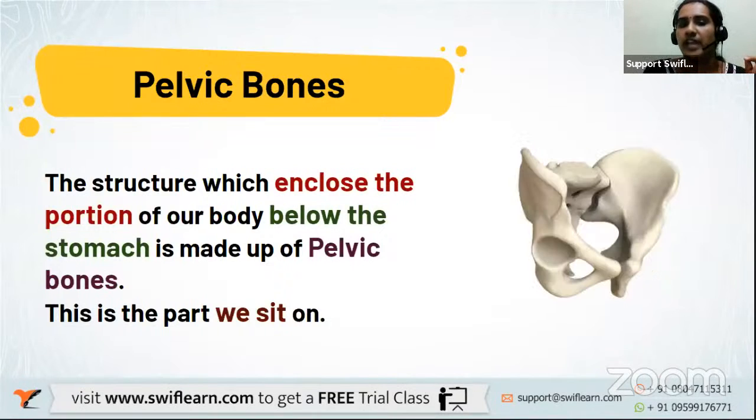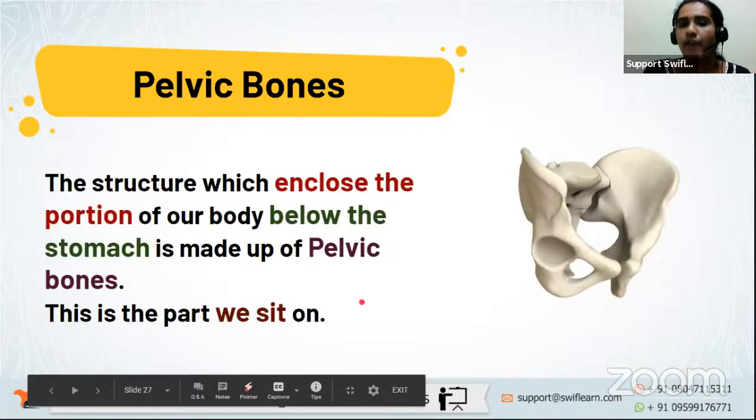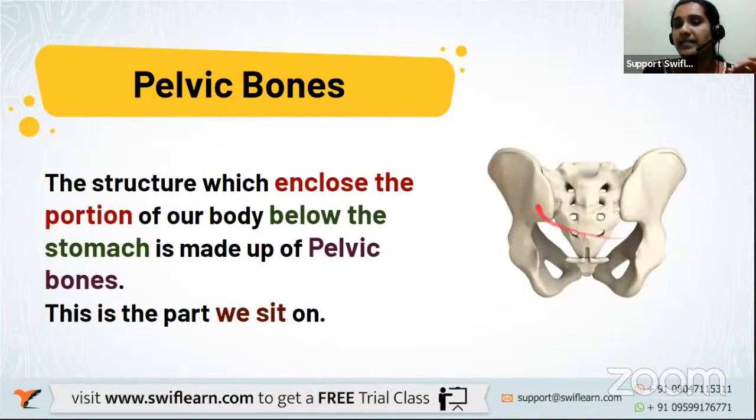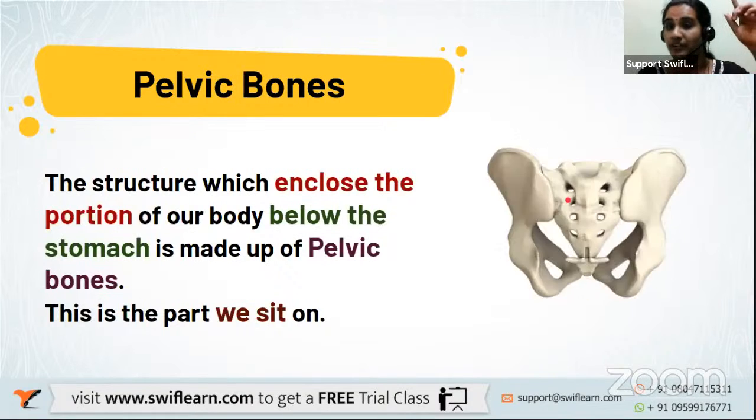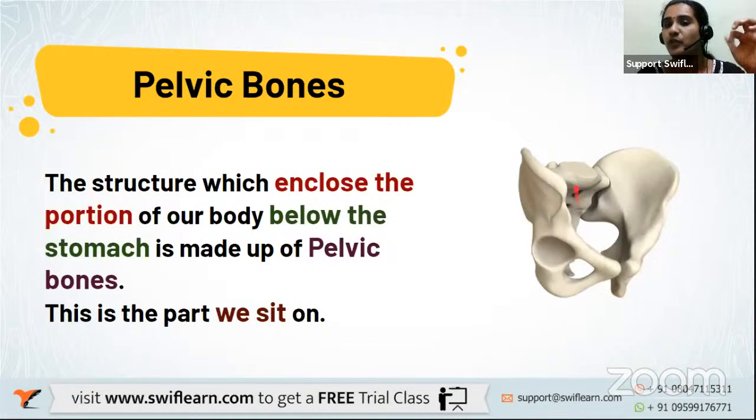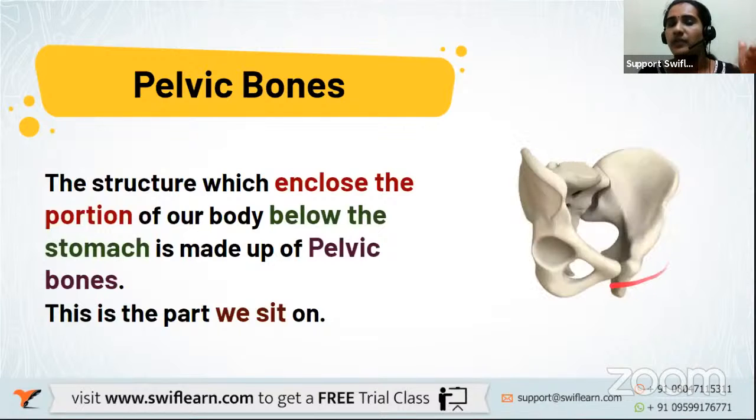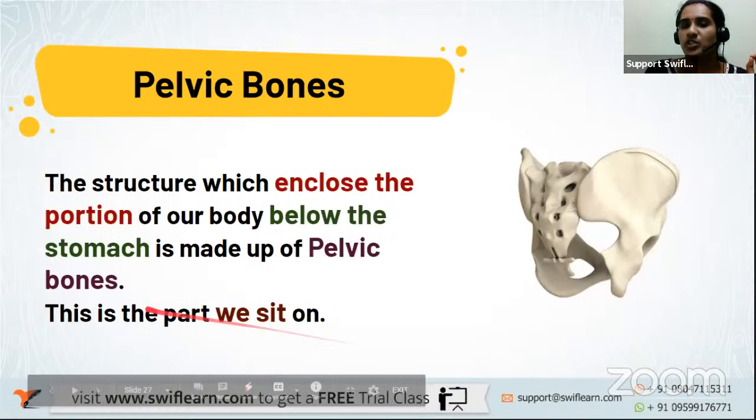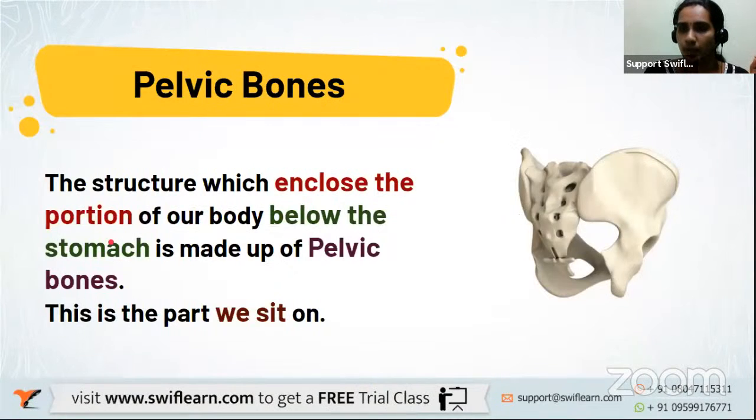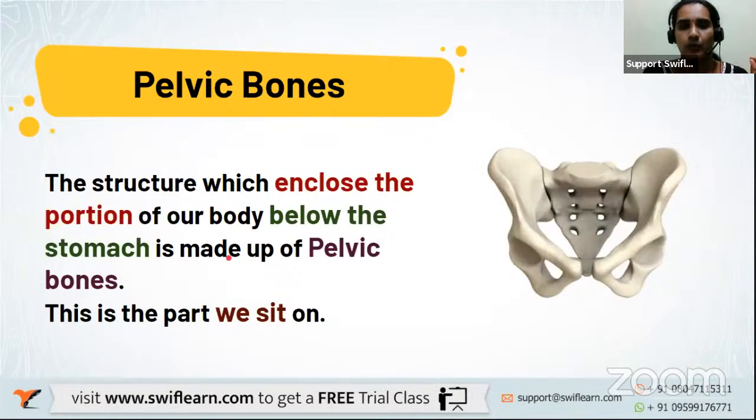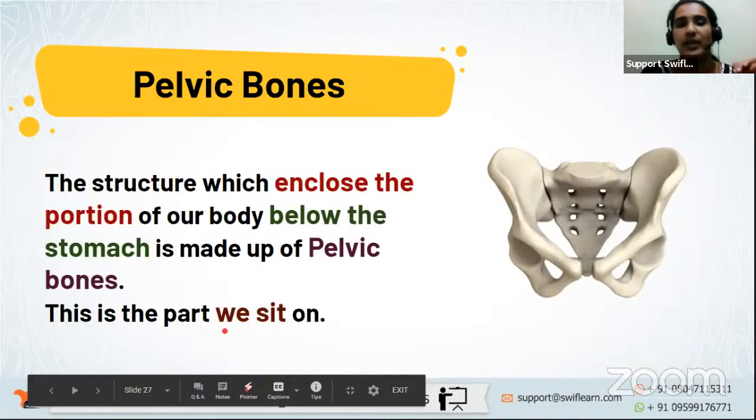The structure which encloses the portion of our body below the stomach is made up of the pelvic bone. It gives great support. You can see here the structure, and this is the tail of the backbone. I told you that some of the bones are fused, and this region comes together with the pelvic bones. This is the part we sit on. Understood? So that is the region where we sit.